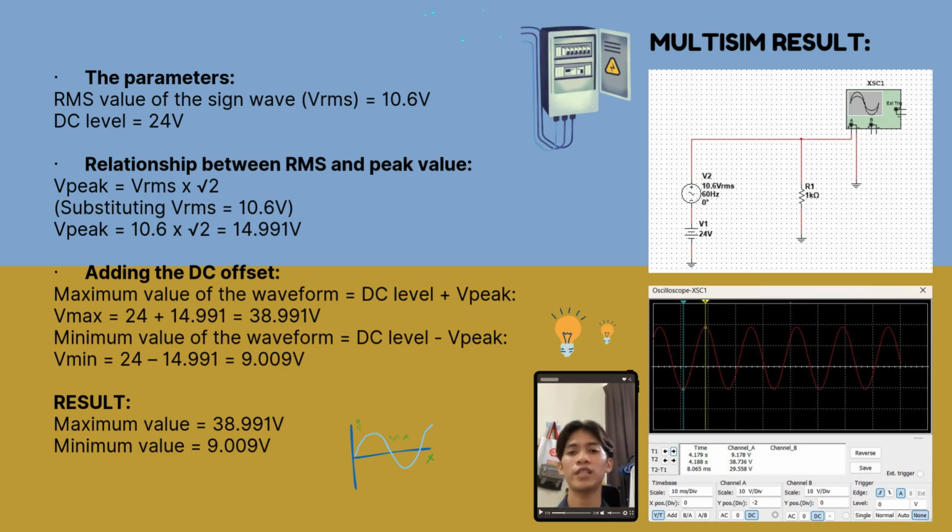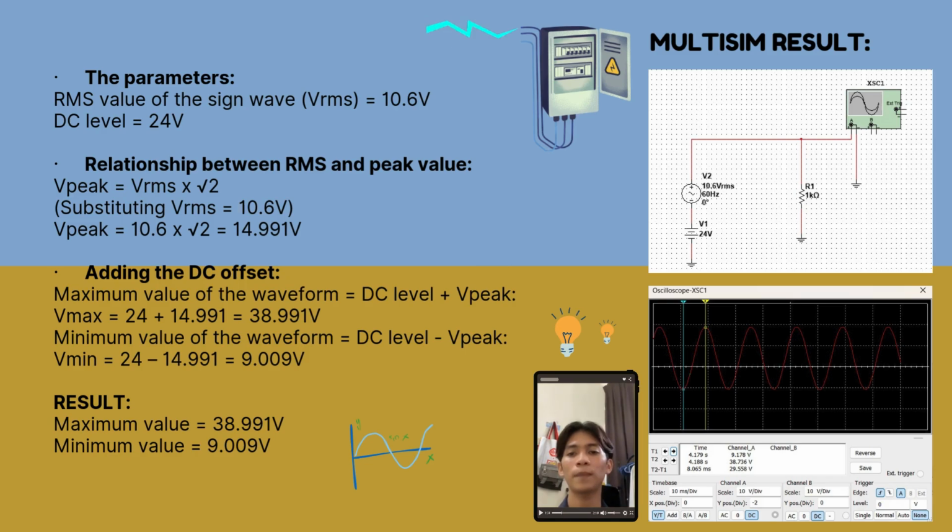After that, we can find the relationship between the RMS and peak value by substituting the VRMS 10.6 volt into the equation of V peak equal to VRMS times square root of 2, and we will get the reading for V peak equal to 14.991 volt. After that, we can add in the DC offset to find the maximum and minimum values of the waveform. For the maximum, the formula is V maximum equal to DC level plus V peak, and for the minimum is V minimum equal to DC level minus V peak.